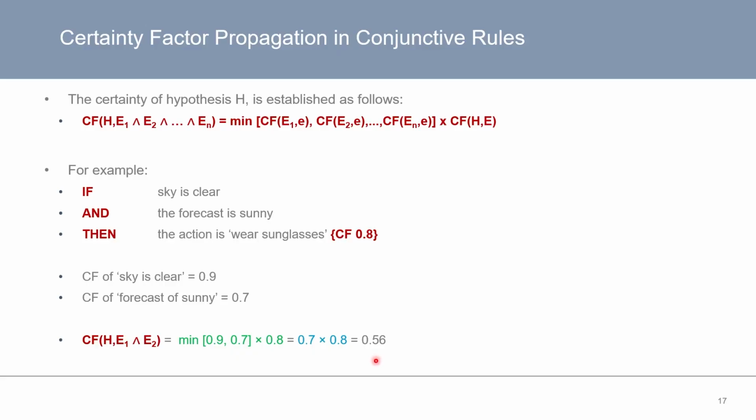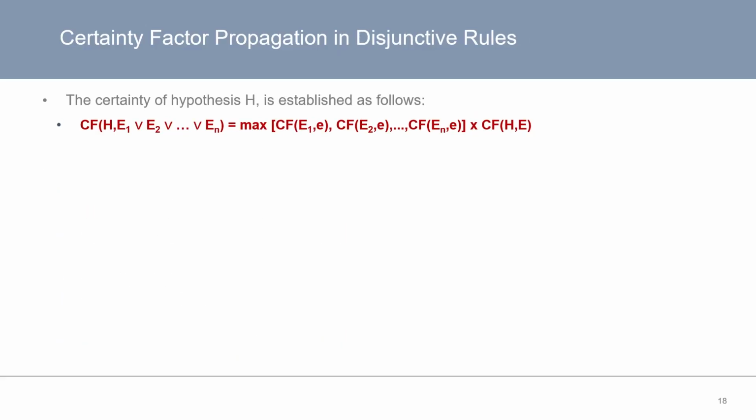of 0.56. Now let's look at a similar example, but now using a disjunctive rule, or a rule that has antecedents connected by ors. The only difference in this equation is that instead of taking the minimum certainty factor of all evidences, we instead take the maximum.